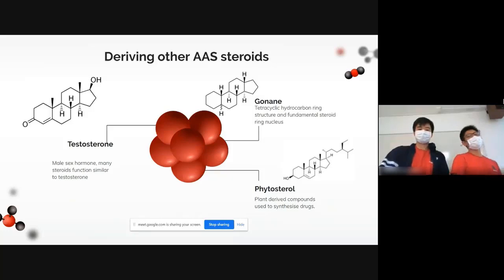Another steroid is called phytosterol. Why am I talking about this? It's a plant-derived compound. A lot of our scientists use this phytosterol to convert it into testosterone or other hormones or other kinds of energy drugs.